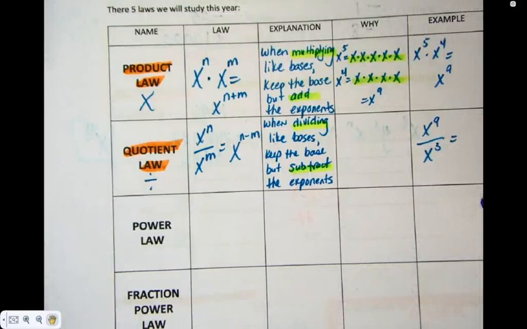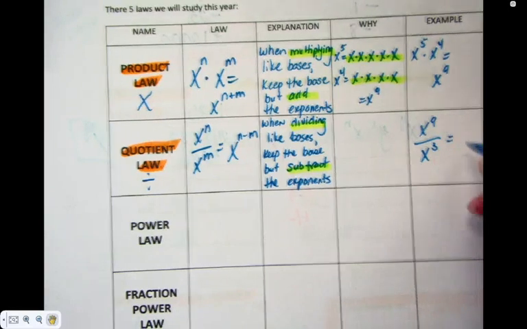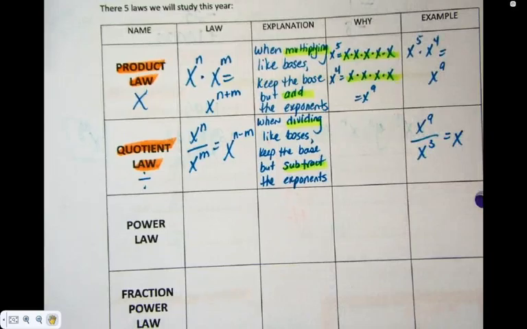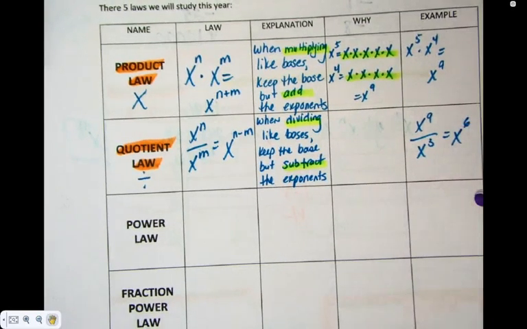What your brain is going to want to do is divide those numbers. They're going to see a division sign. It's going to see 9 and 3, and you're going to divide 9 by 3 and get 3. It's not what the exponent law says. The exponent law says we subtract. So 9 minus 3 would be 6. Let's talk about the why.